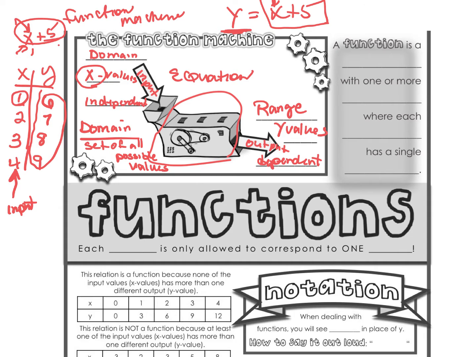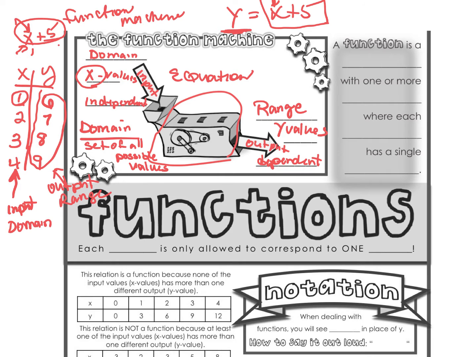Okay? I know it's stupid. I just prefer to teach it x, y instead of with the function machine, but it is what it is. So if the x's are the input and they are the domain, then the y's are the output, and it is the range. It's that simple. It's no more complicated than that. Okay? The x's are the input, the y's are the output. The x's are the domain, the y's are the range.